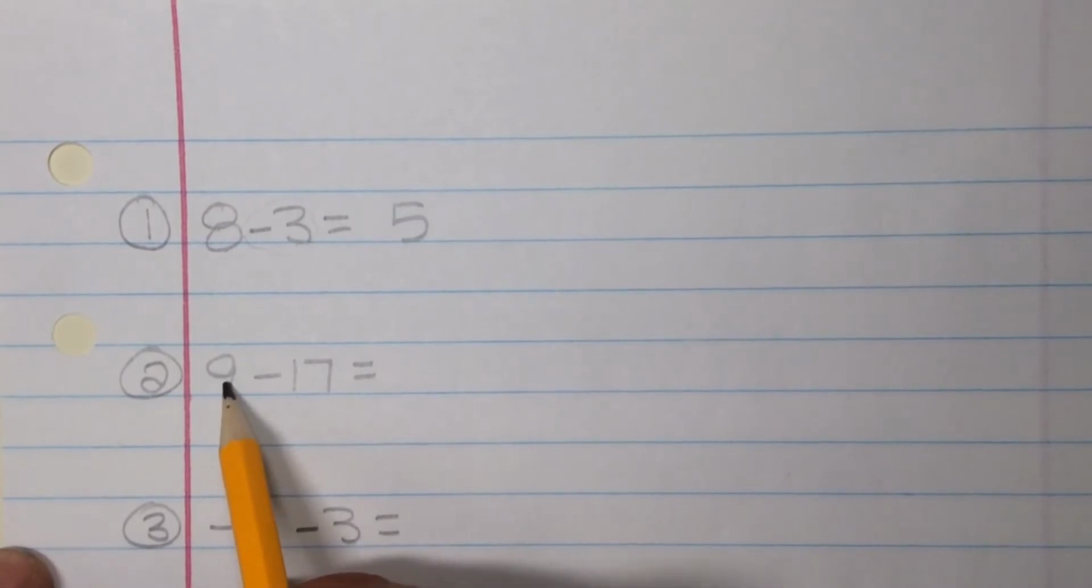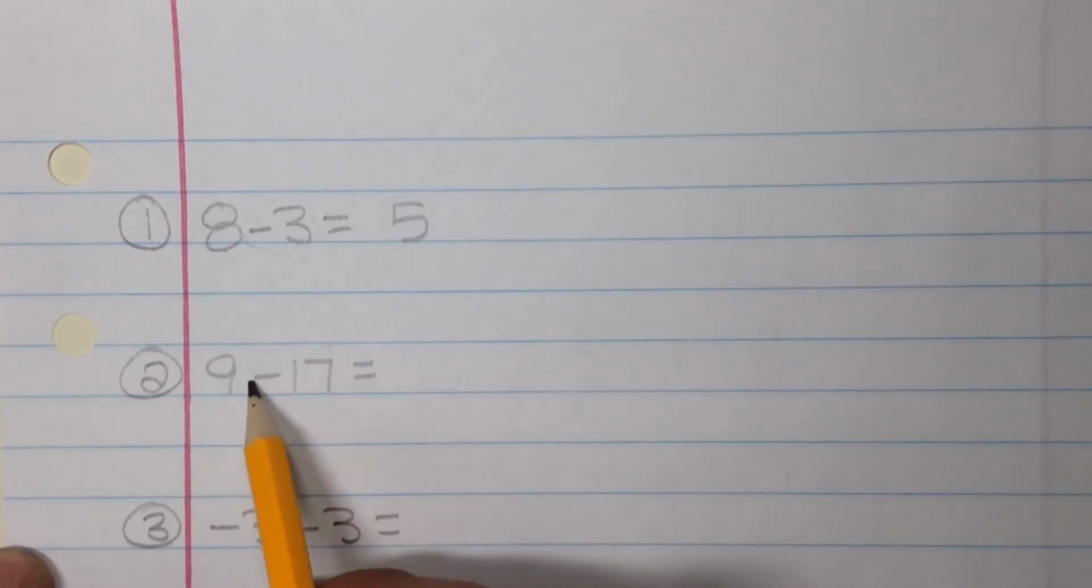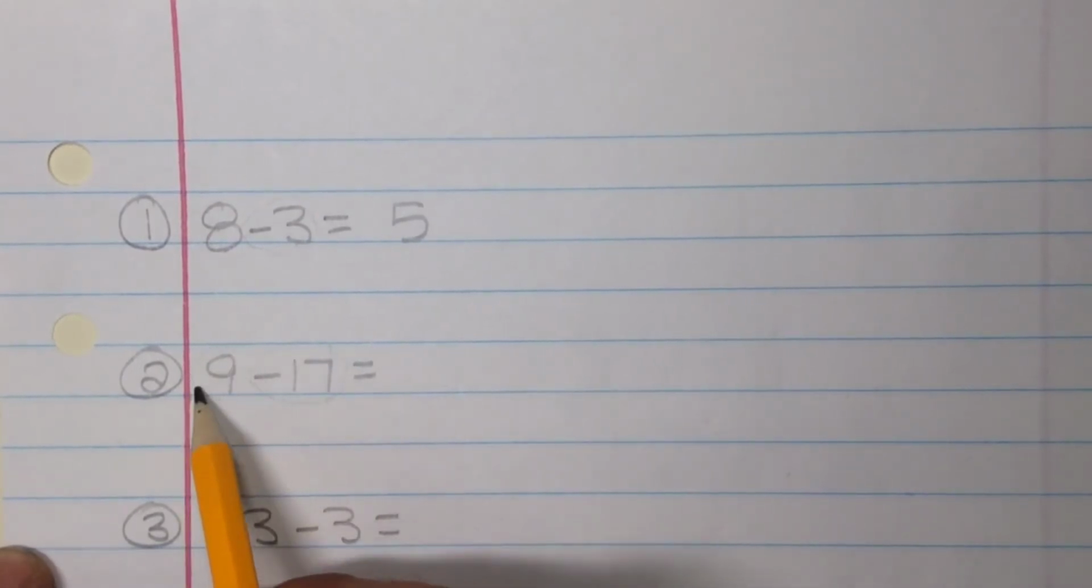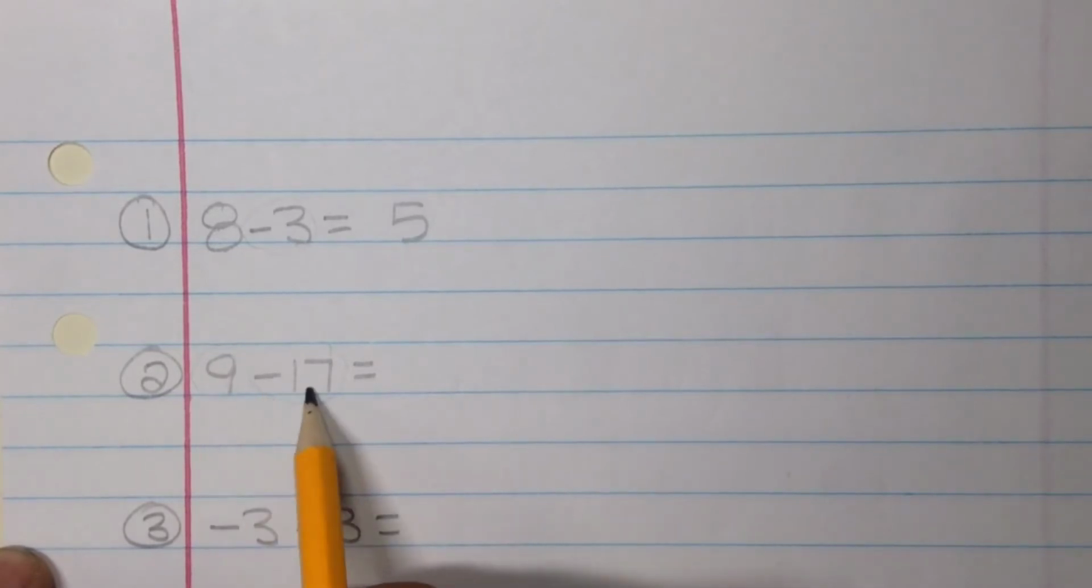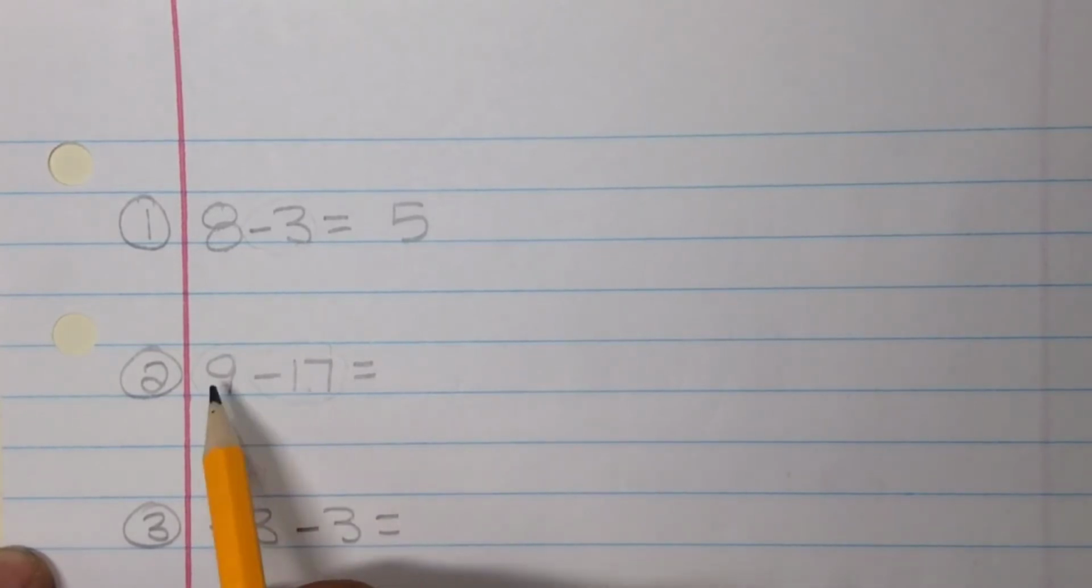Here I have 9 and negative 17. So I'm going to combine these two, different signs, so I subtract.